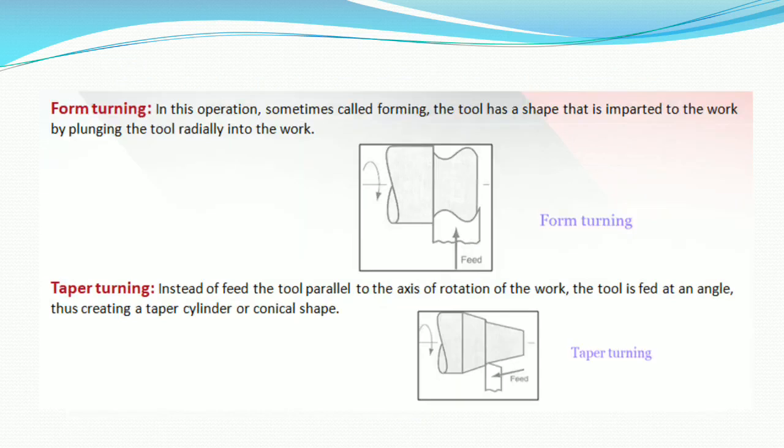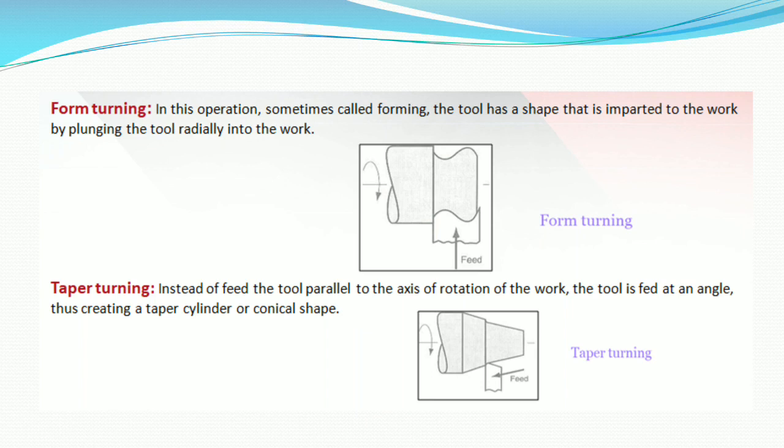Next one, form turning. In this operation, sometimes called forming, the tool has a shape that is imparted to the work by plunging the tool radially into the work. And there is a figure of form turning, and you see here the fit. This tool has its own shape.